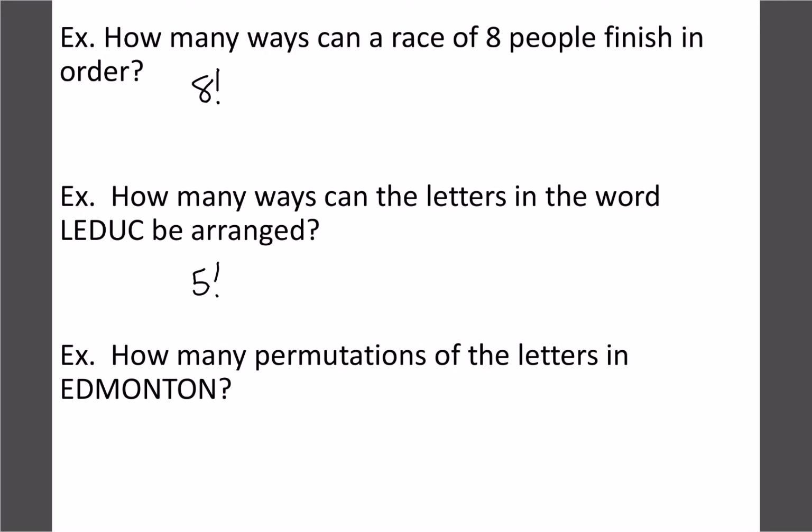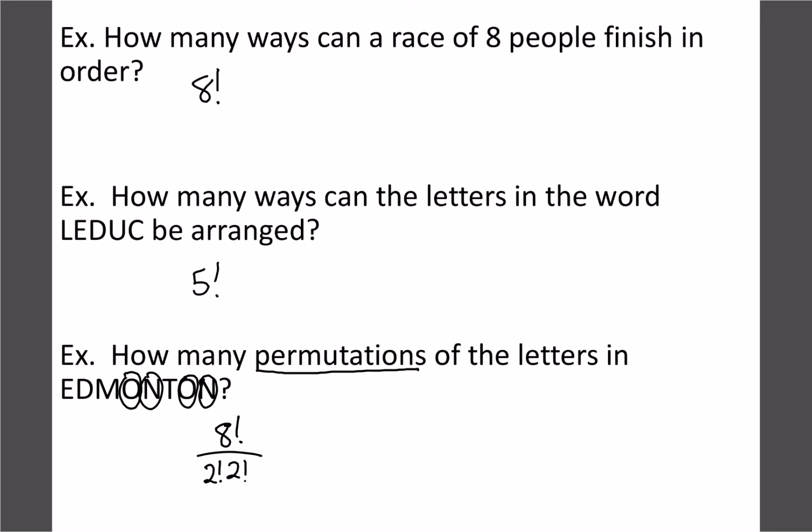Arranging things in order is basically our definition for the word permutation. So you'll see that word come up as well. How many permutations of the letters in Edmonton? It's like Leduc. We've got 1, 2, 3, 4, 5, 6, 7, 8, so 8 letters, except the trick with this one is we've got 2 O's. So we actually have to divide by 2 factorial, and then we also have 2 N's, so we also have to divide by those 2.